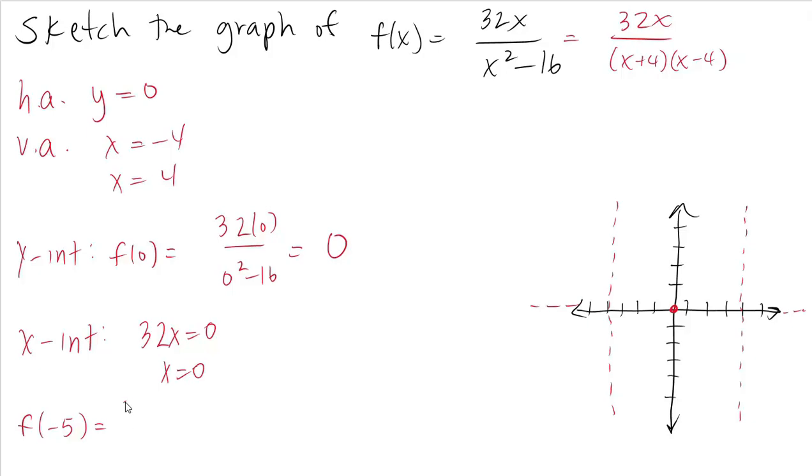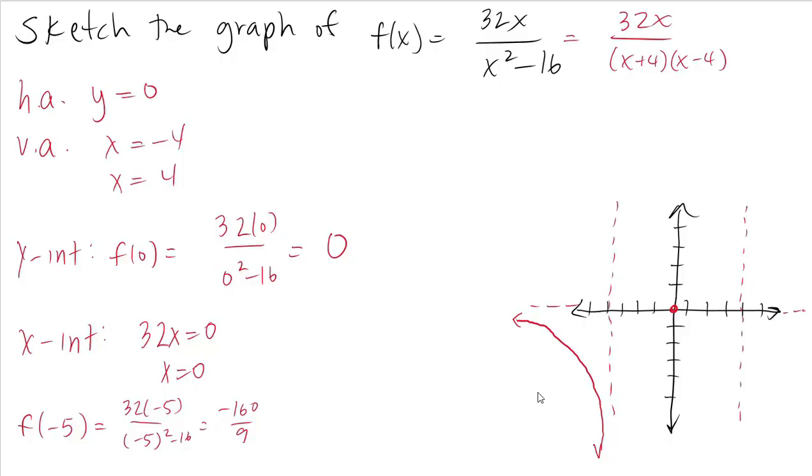f of negative 5 would be 32 times negative 5 over negative 5 squared minus 16. That's negative 160 divided by 25 minus 16, which is 9. Now I can't actually plot this point, but I know that it's somewhere down here, and that tells the story of what's going on. The graph must be shooting down towards negative infinity at the vertical asymptote, and then bending into the horizontal asymptote like this. I know it doesn't cross the horizontal asymptote because I've already found the only point on the x-axis.